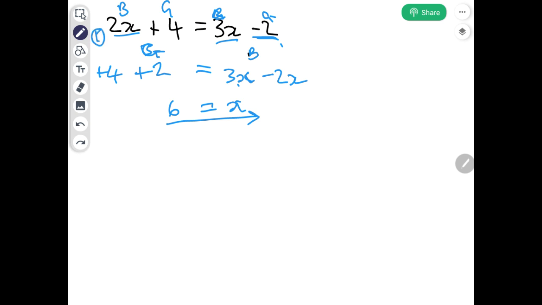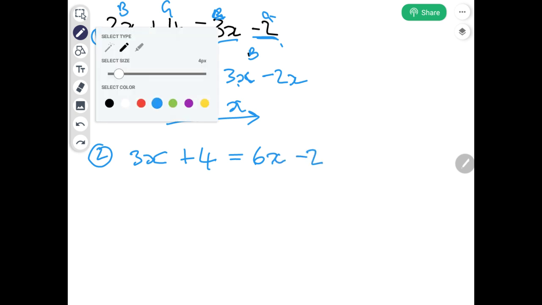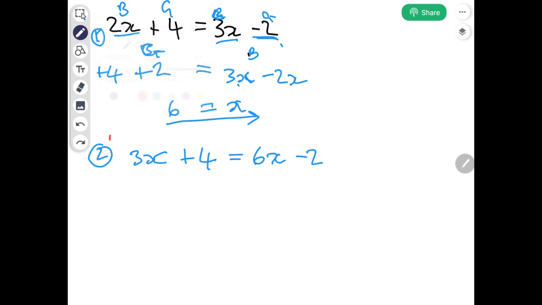And then another one will be maybe 3x plus 4 is equal to 6x minus 2. So once again, you're going to choose, okay, this is your boy, this is your girl, this is your boy, and then girl. You have to separate the boys from the girls.